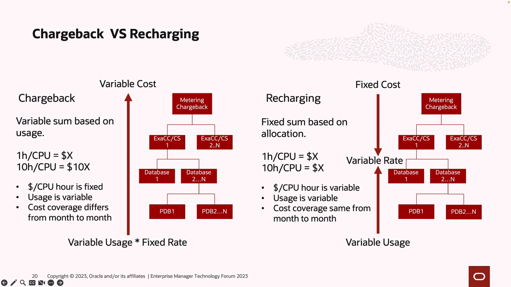With recharging, there is a fixed cost and a variable usage, which will provide a variable rate. In total, we need to distribute the fixed cost. So if I'm using 1 CPU hour but have allocated for 10 CPU hours, then I still have to pay for 10. This will help drive consolidation. No one wants to pay for unused resources. They will either ask for downsizing or for someone to share their environment with.